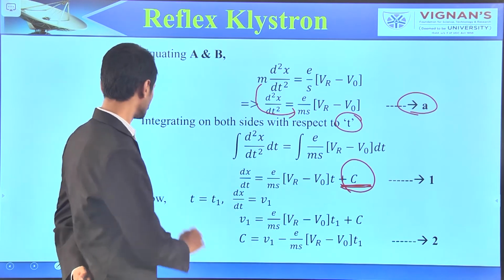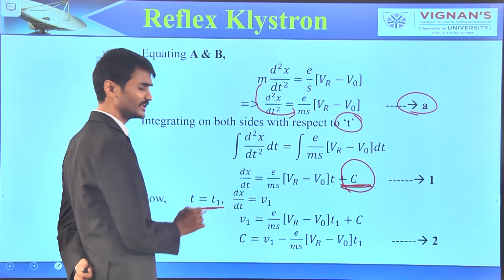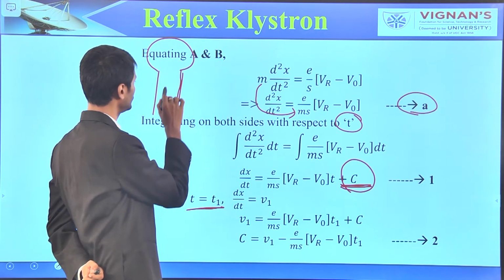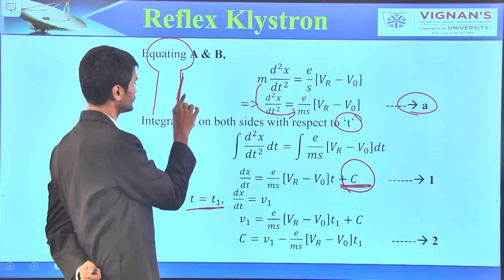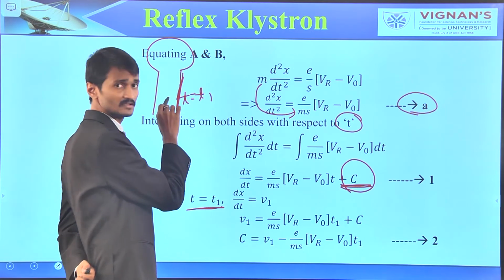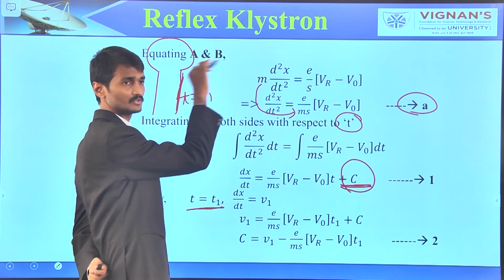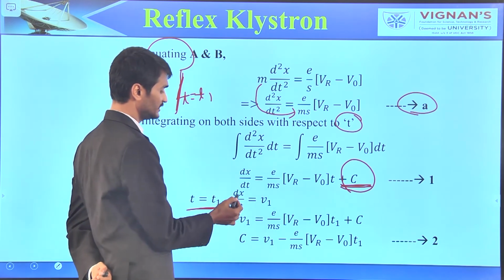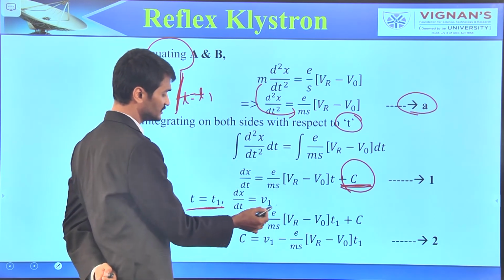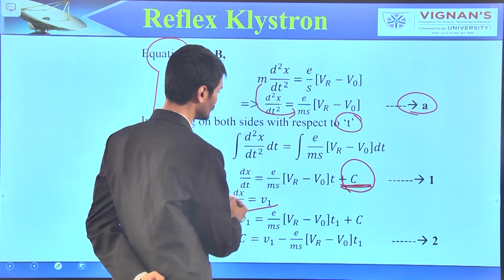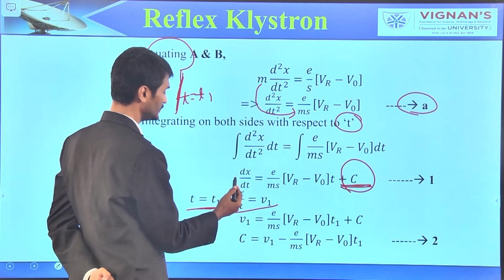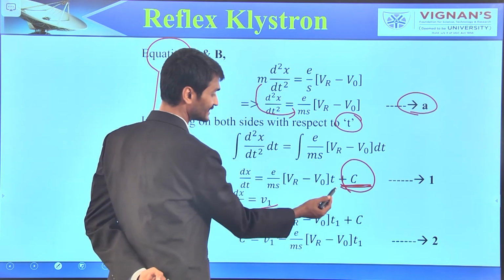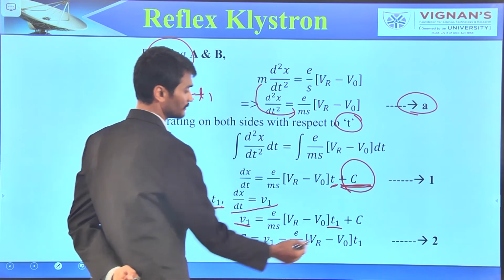So for this, at t equals t1, means the second grid. So this is the anode cavity. So at the second grid, t equals t1, that is, the electrons are about to leave the cavity gap. So at t equals t1, dx by dt equals v1. Now substitute these values in equation 1: dx by dt equals v1, and E by m s into (Vr minus V naught) into t, which is t1, plus C.